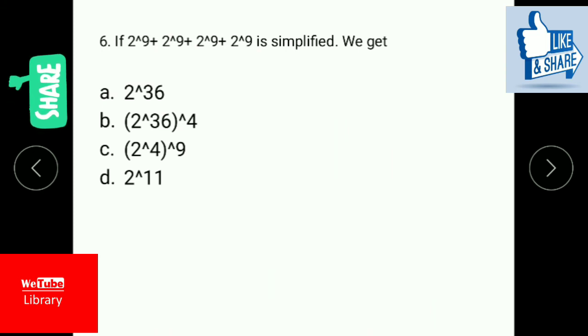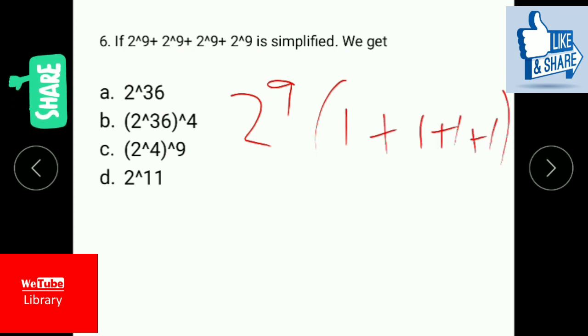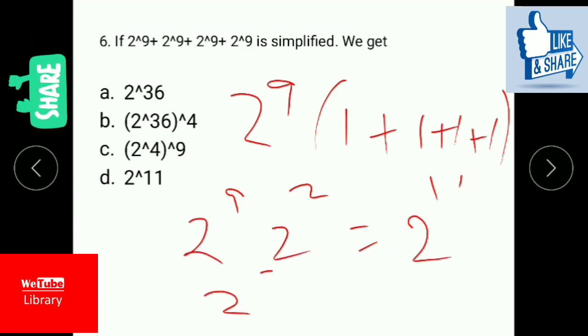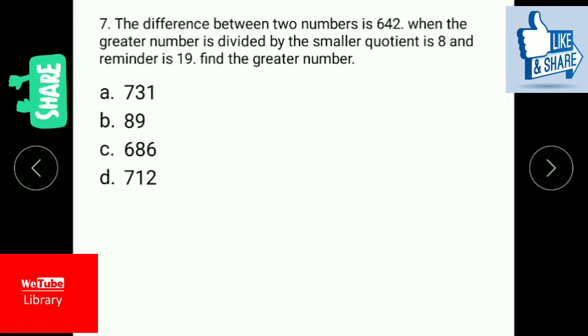If 2 power 9 plus 2 power 9 plus 2 power 9 plus 2 power 9 is simplified, how much will we get? You just take 2 power 9 as common. You will be left with 1 plus 1 plus 1 plus 1. It is 4, which is 2 square. 2 power 9 into 2 square is equal to 2 power 11. You know that 2 power a into 2 power b is equal to 2 power a plus b. So answer is D.